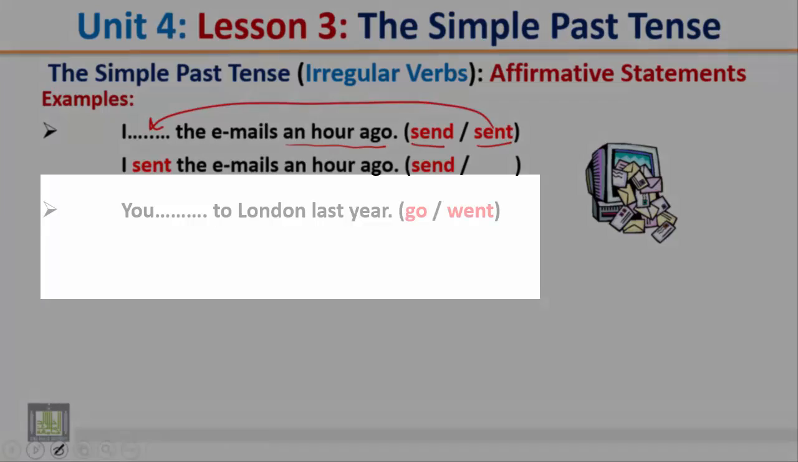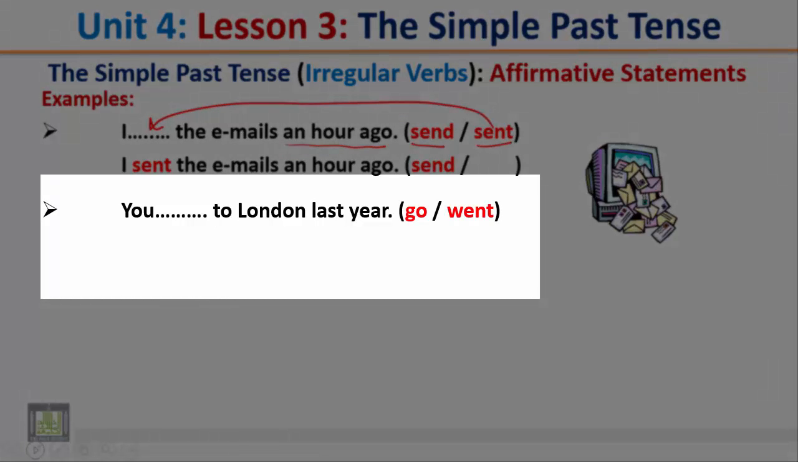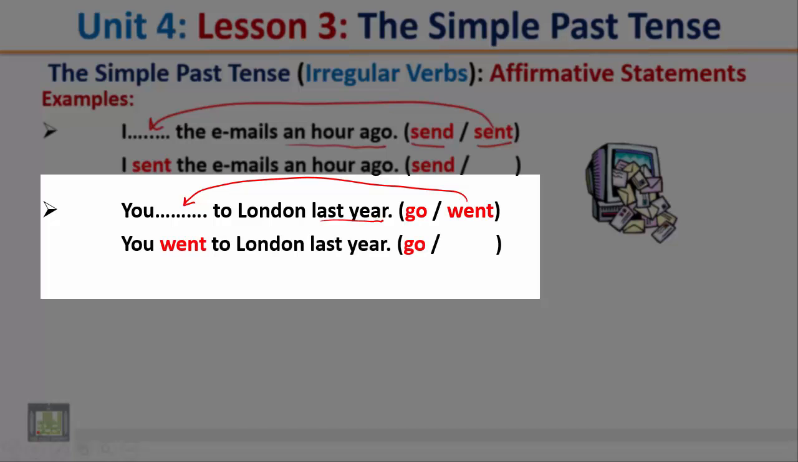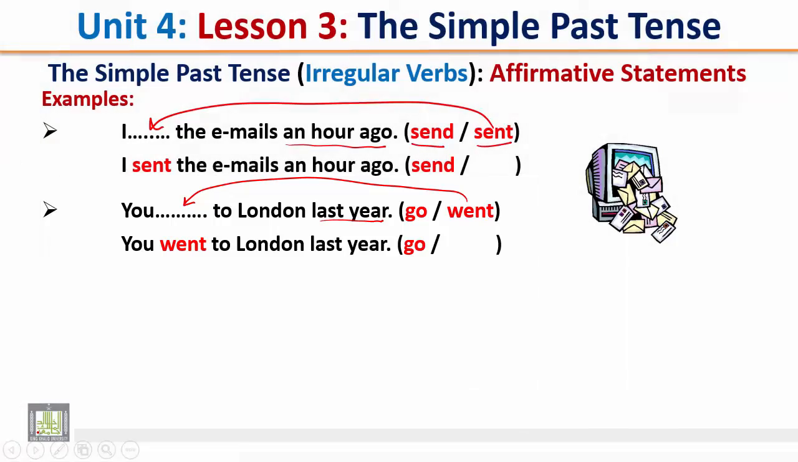Another example. You to London last year. Now, which form is correct? Go or went? The correct form is went. Why? Because last year refers to the past. You went to London last year.